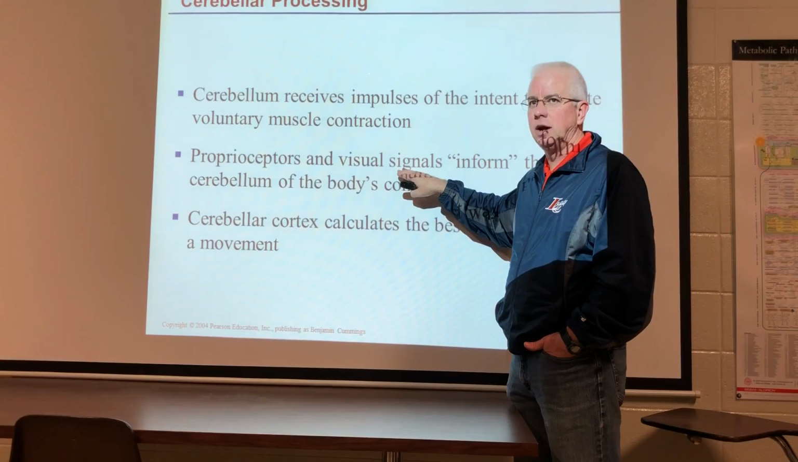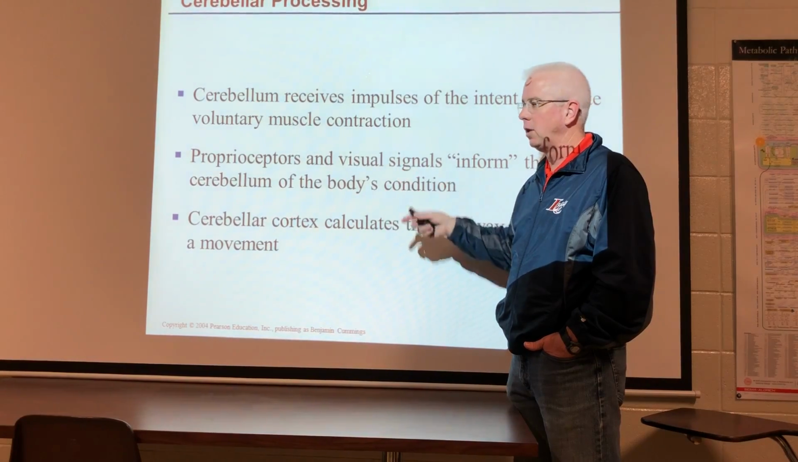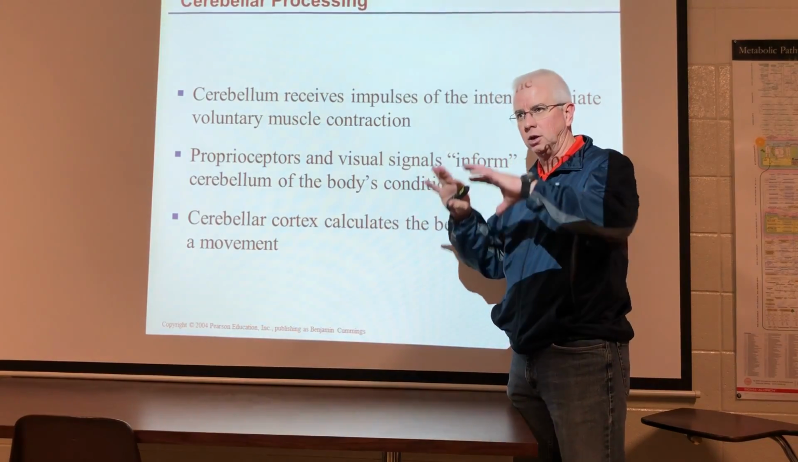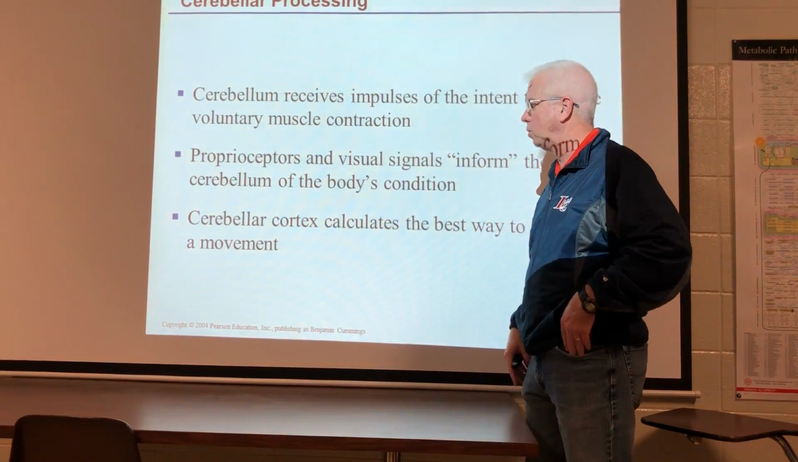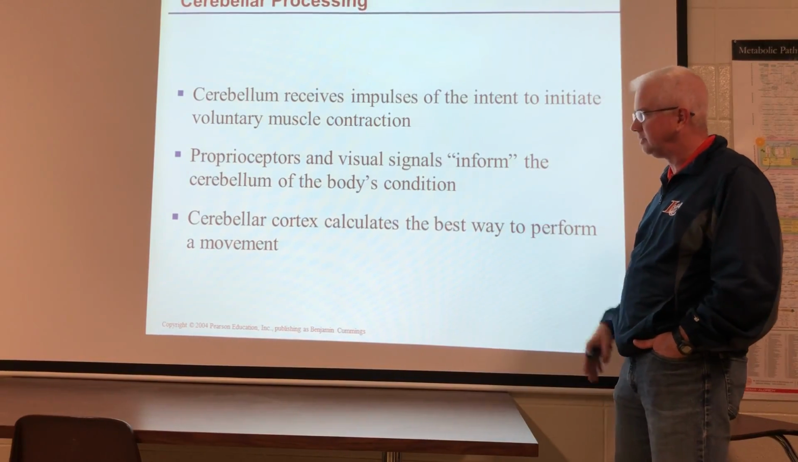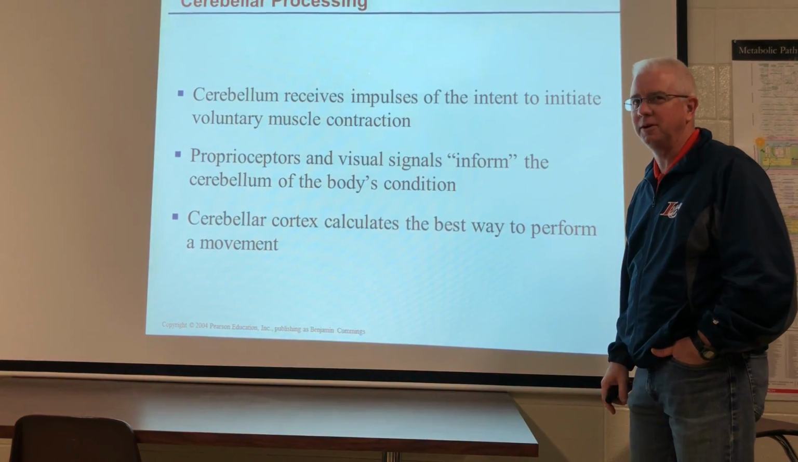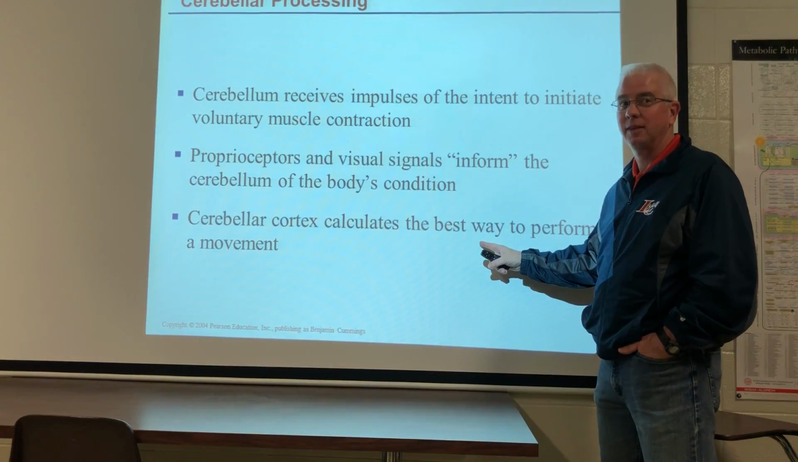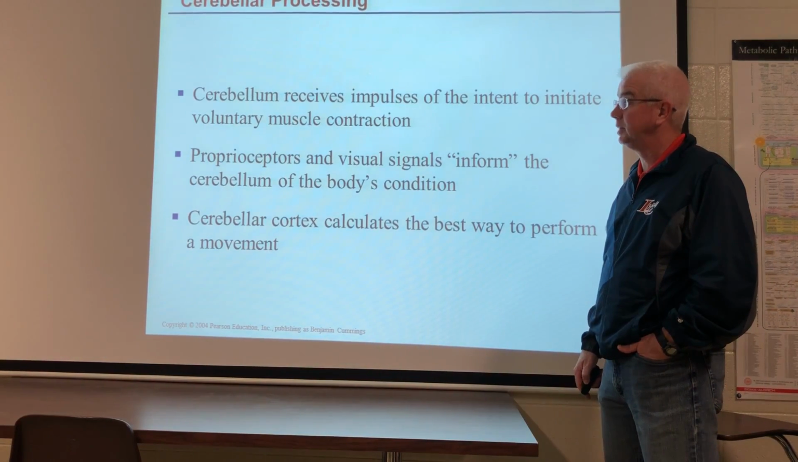I did not teach you how the visual information gets to the cerebellum, but I did talk about this one, the proprioceptor information, located in the lateral edges of the spinal cord. Okay, now we think this is what it does. It calculates the best way to perform a movement. Man, there's a lot of hiding going on here in terms of how the cerebellum does that.